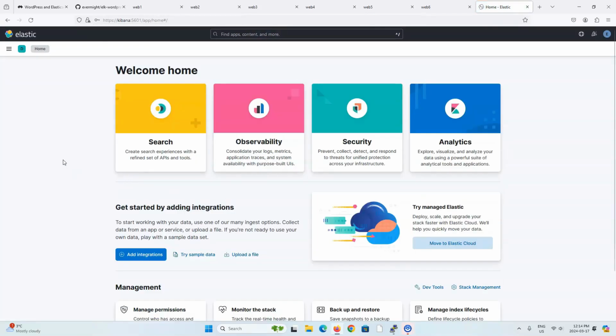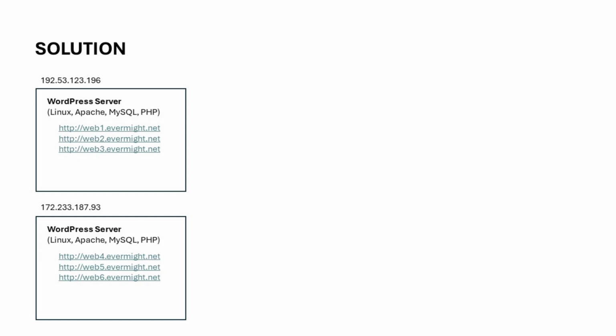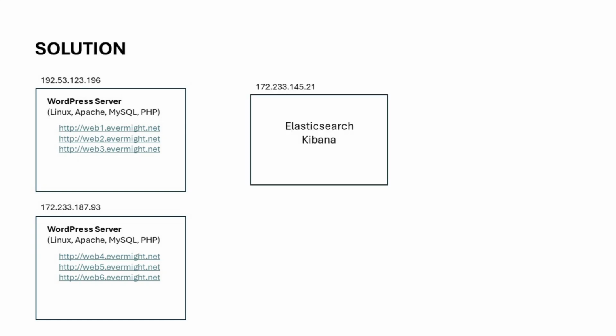Okay, this looks like it's all working. At this point, we have our WordPress websites up and running, and we have Elasticsearch and Kibana up and running. We can now focus on connecting everything.